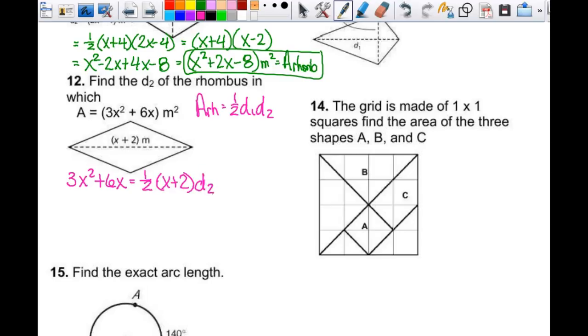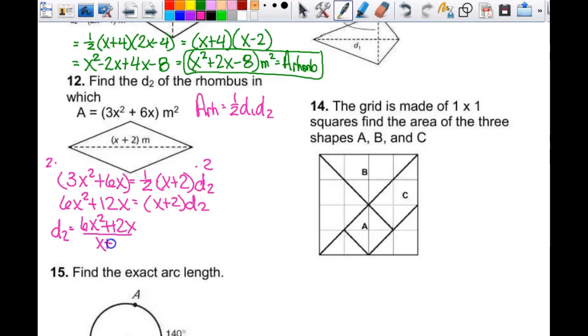I'd like to get rid of that 1/2, so I'm going to go ahead and multiply both sides by 2, which means I got to make sure that I distribute it over here. So this is going to give me 6x squared plus 12x, and that's equal to x plus 2 times d2. So then I divide, and d2 is equal to 6x squared plus 12x, divided by x plus 2.